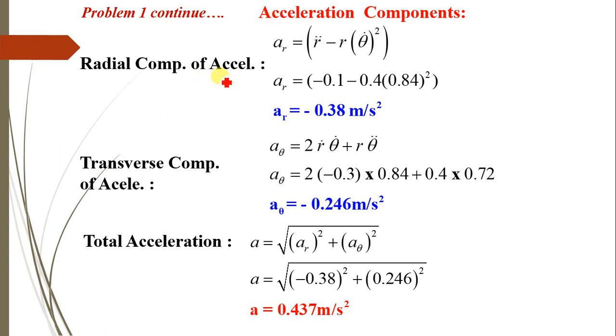Similarly, the radial component of acceleration Ar is equal to r double dot minus r θ dot square. Substituting the values of r double dot, r and θ dot, we get Ar as minus 0.38. Then the transverse component of acceleration Aθ is 2 r dot θ dot plus r θ double dot. Substituting the values of r dot, θ dot, r and θ double dot, we get Aθ as minus 0.246 meters per second square, and hence total acceleration is equal to the square root of Ar square plus Aθ square. We get A equals 0.437 meters per second square.